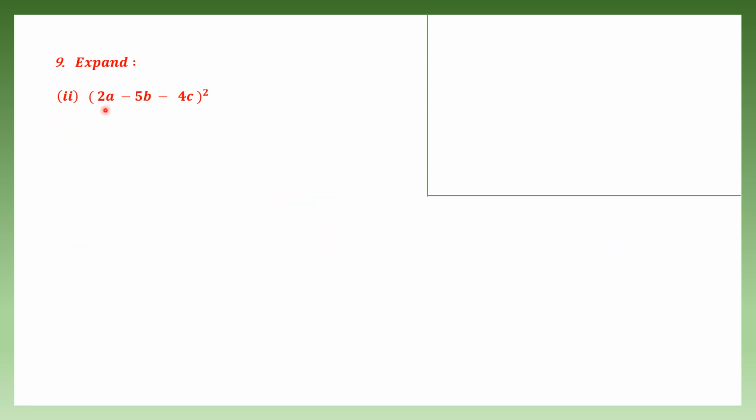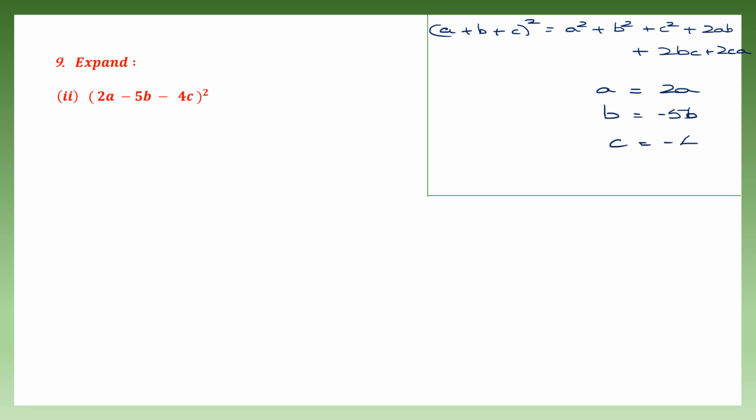Question 9, second one, 2a minus 5b minus 4c the whole square. Again, you have three terms and the whole square. So let's use this a plus b plus c the whole square. This is equal to a square plus b square plus c square plus 2ab plus 2bc plus 2ca. And here a is equal to the first term, which is 2a. So let's write a as 2a, this is b and this is c. So a is 2a, b is minus 5b and c is minus 4c.